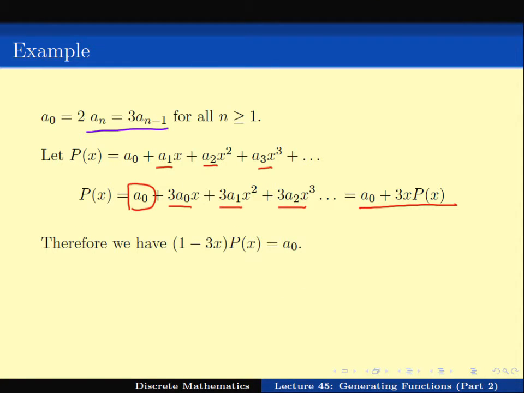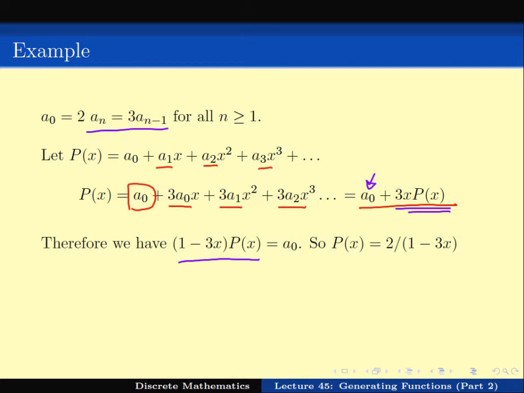Namely, I can take this minus 3x p(x) to the right hand side. I get 1 minus 3x times p(x) is equal to a0, right? Or in other words, p(x) equals a0, which is in this case 2, by 1 minus 3x.